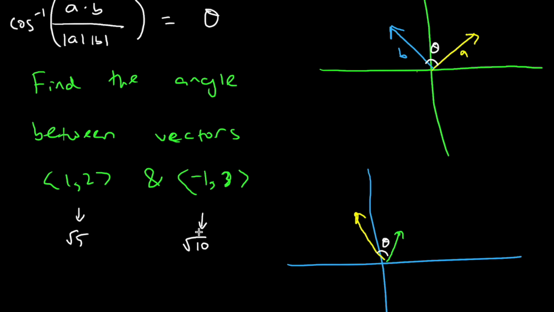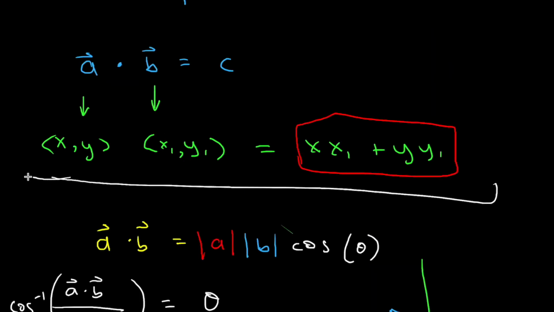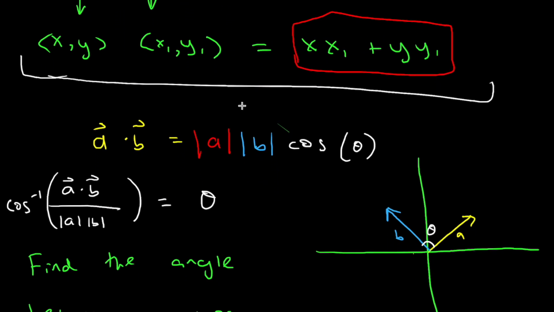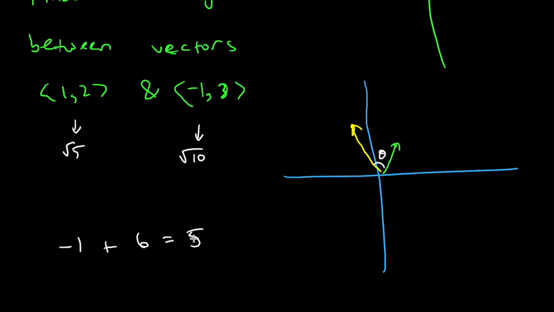Now we need to find the dot product of a and b. Well, we have it right here. This is a very easy way to find the dot product without the angle, without magnitude, without all that stuff. So we know the components, so we could just find the dot product. 1 times negative 1 is negative 1. Plus 2 times 3 is 6, which is equal to 5. So the dot product is 5.